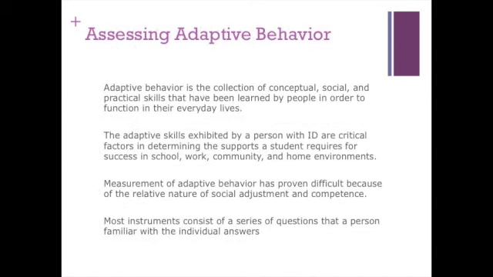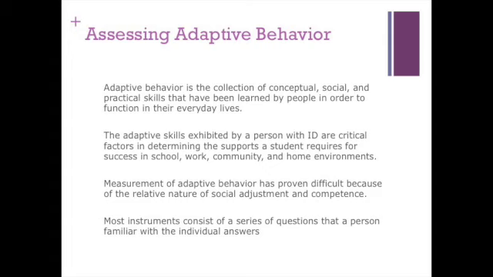So when we look at assessing adaptive behavior, again, this is a collection of conceptual, social, and practical skills that have been learned by people in order to function in their everyday lives. So again, it's this concept of how this person is doing in their daily functioning. And the adaptive skills exhibited by a person with intellectual disabilities are a critical factor in determining the supports a student may require to be successful at home, at school, or in the community. And so, what level of support do they need in order to maximize their level of independence?